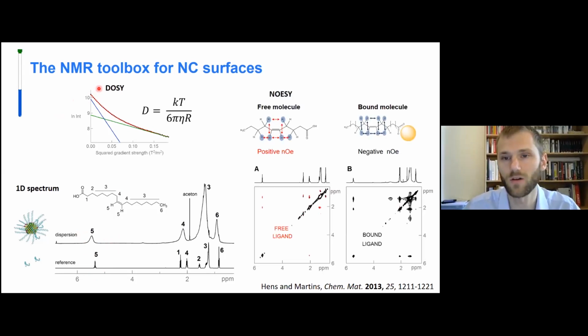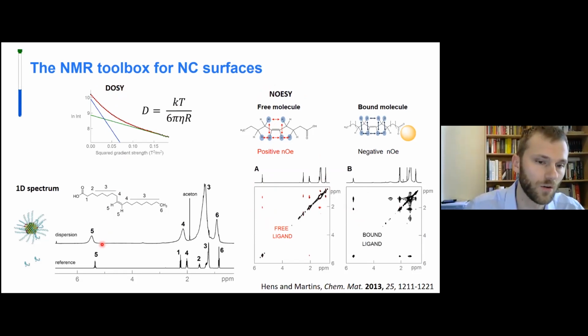The third technique that we have is nuclear Overhauser effect spectroscopy. And that's actually a complicated technique from the theory point of view, but we don't need the theory. The only thing that we need right now is to know that a free ligand gives us these red cross peaks and a bound ligand gives us these black cross peaks. So there's just the sign of the cross peak that will tell us whether a molecule is bound or not. So the theory of NOESY and its relation to nanocrystal surface chemistry is well established, as is DOSY. It's very easy to understand.